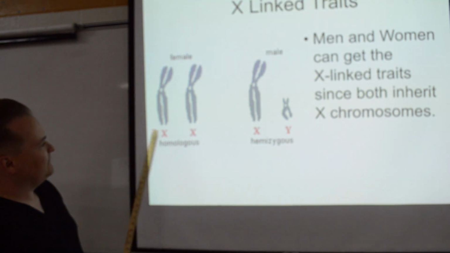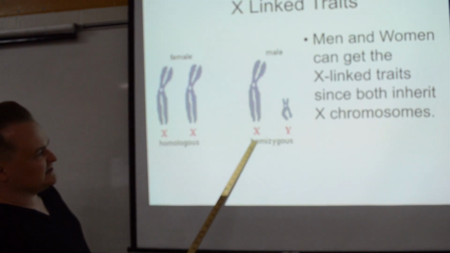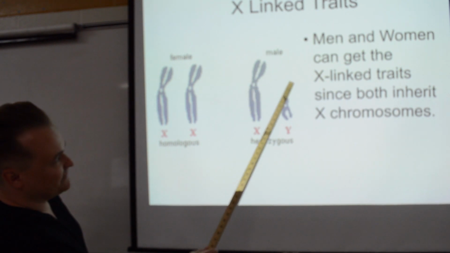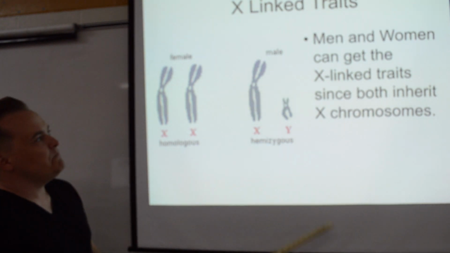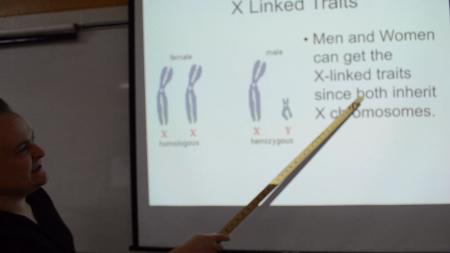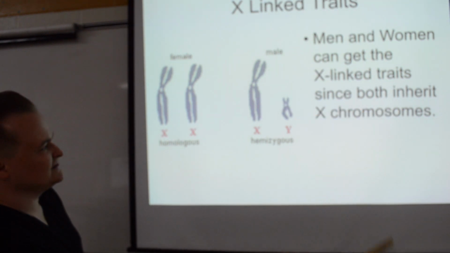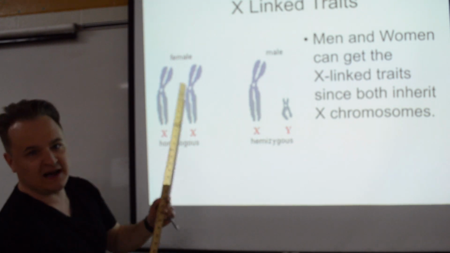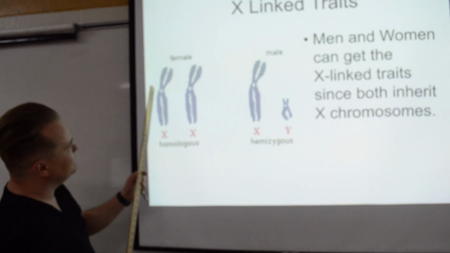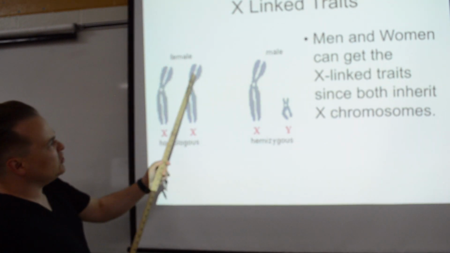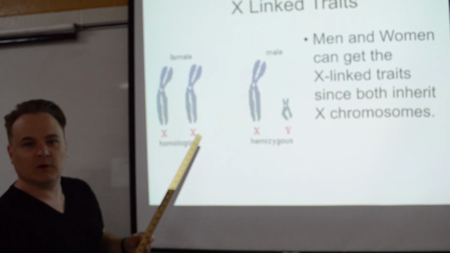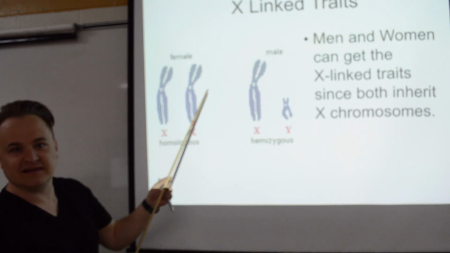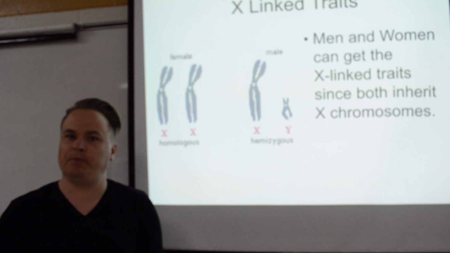X-linked traits. A female has X and X, whereas a male has an X and Y from the mom, and then if there was a disease, it would show up, right? Men and women can get the X-linked traits since both inherit X chromosomes. Now, if this mom, say this was her daughter and her son, and she had a disease here, how could the female get the disease?